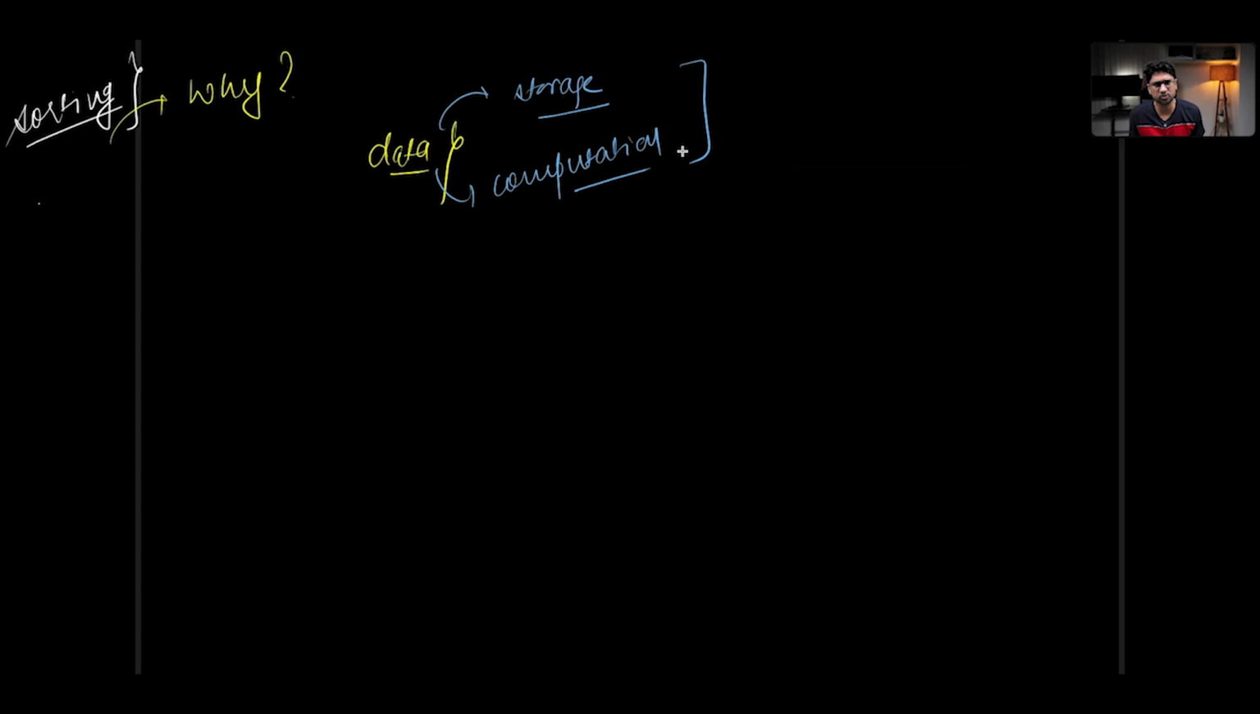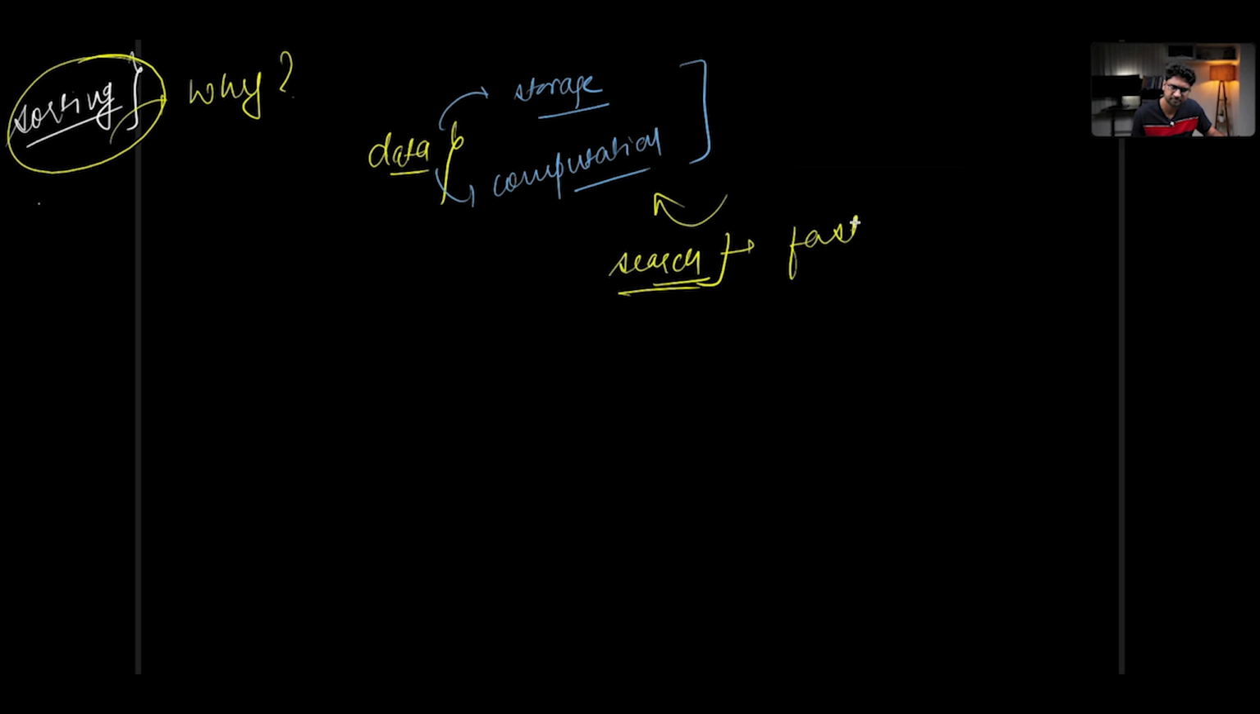Now if I want to do the computation, I first need to go and search that data. Using sorting, your search becomes fast. So when you keep your data sorted, it typically helps you do the computation faster. It helps you get faster calculation and fast search, and that's the main use case of sorting.